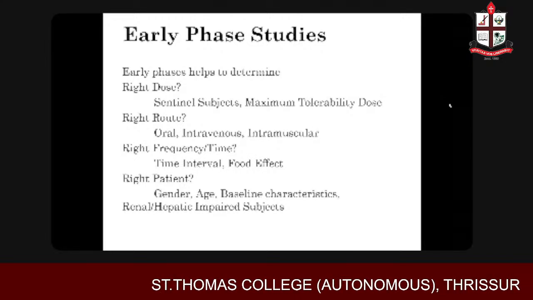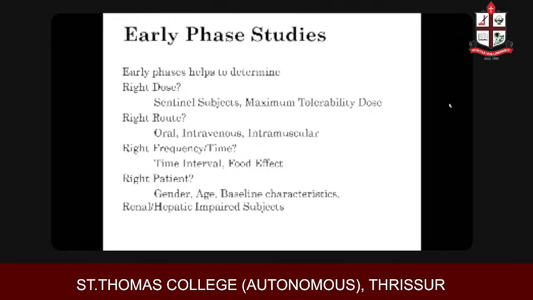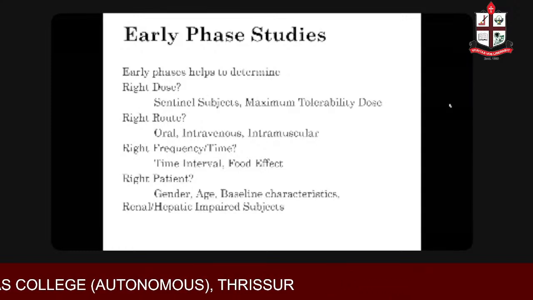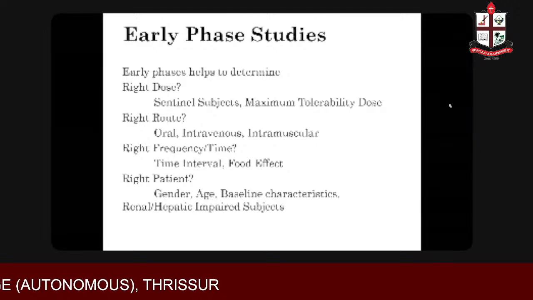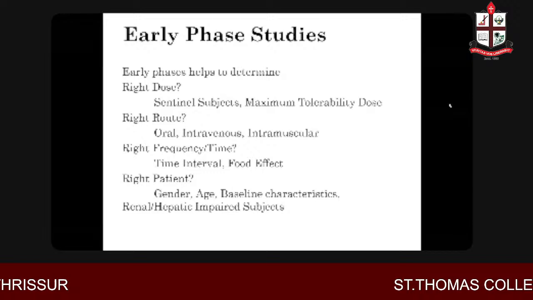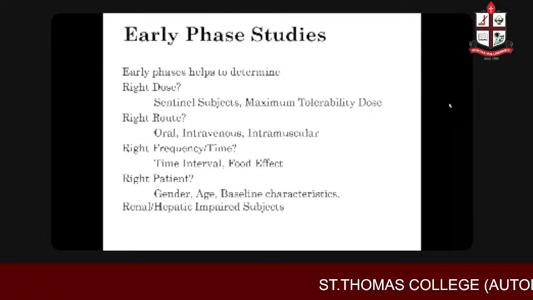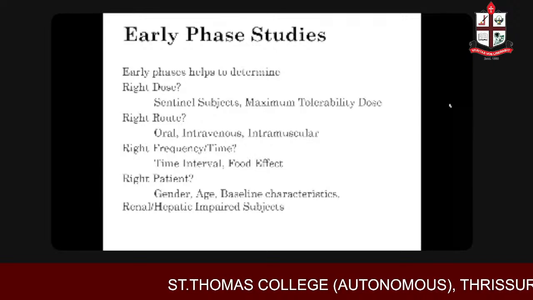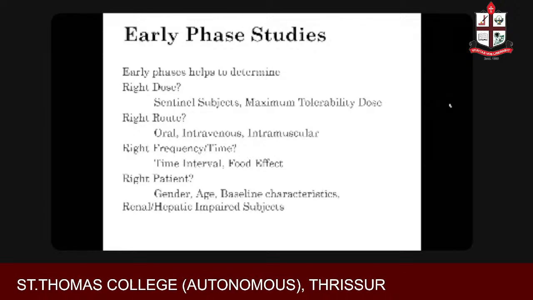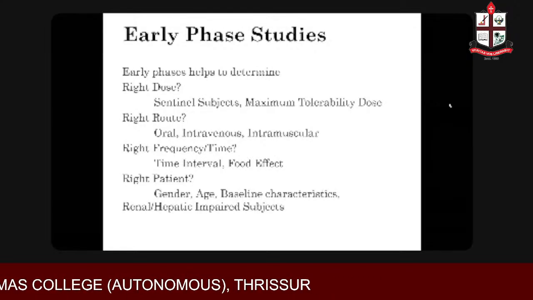And frequency, what is the right frequency we should give? For example, for kids, they start with a 6 hours or 8 hours interval. Whenever there is a fever, at an 8 hours interval we have to give the dose of paracetamol. And what is the dose? That has to be calculated, right? For example, 5 milligram per kg. So everything will be decided during this early phase itself.